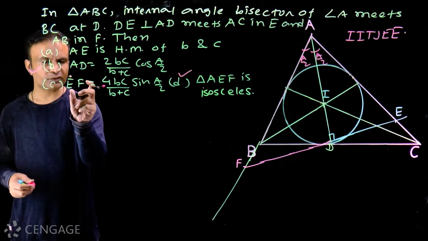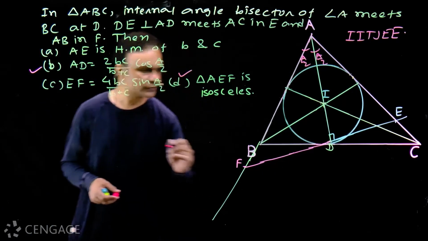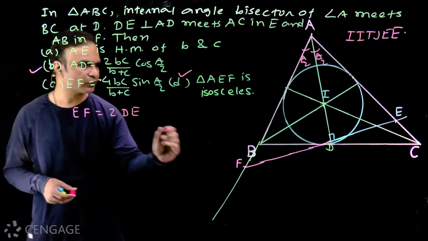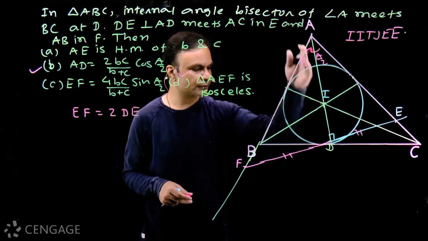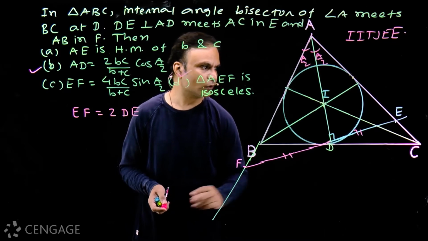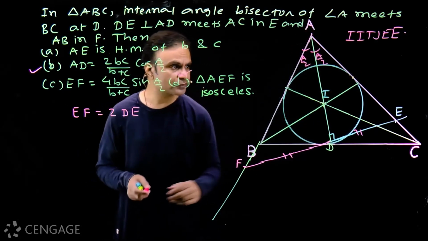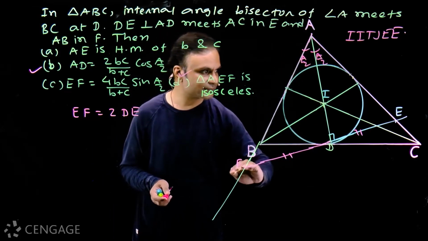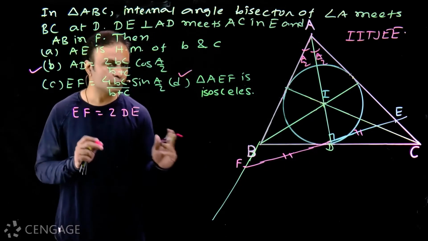Now option C is for length EF. Length EF is equal to 2 multiplied by DE because D is the midpoint of EF. Because here this line is the perpendicular bisector of EF. Triangle AEF is an isosceles triangle. This is the internal angle bisector. That means AD will bisect EF. So FD is equal to DE. So we have EF is equal to 2 times DE.